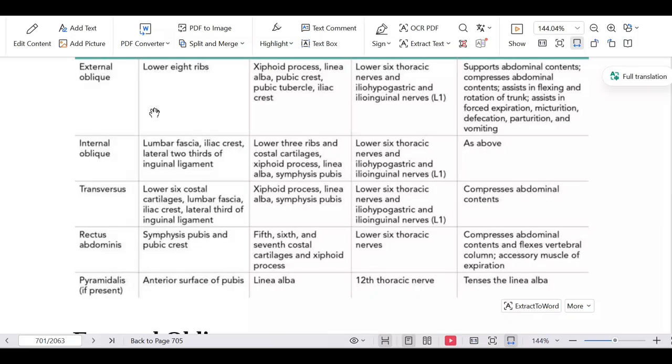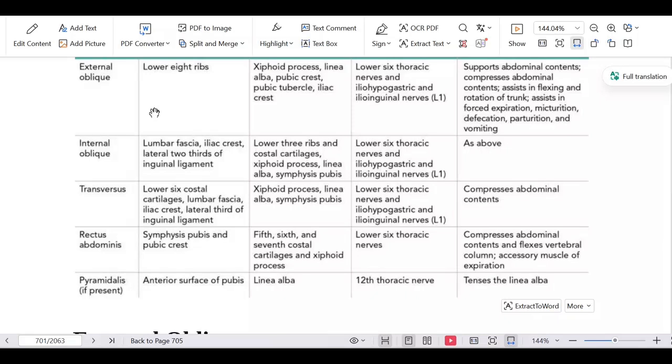Now let's move towards the insertion of the internal oblique. The insertion of the internal oblique is to the lower 3 ribs, that are ribs 9 to 12 and their respective costal cartilages, the xiphoid process, the linea alba, and it is also going to attach on the pubic symphysis. The pubic symphysis is the point where the two pubic bones from the opposite sides are meeting in the front.